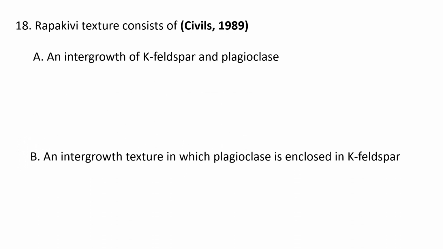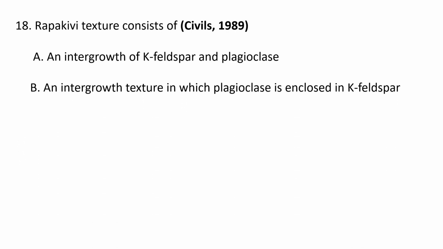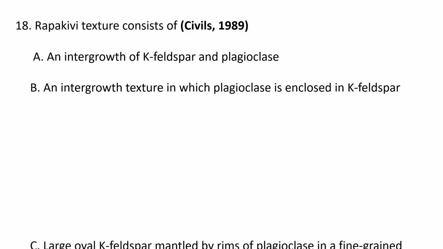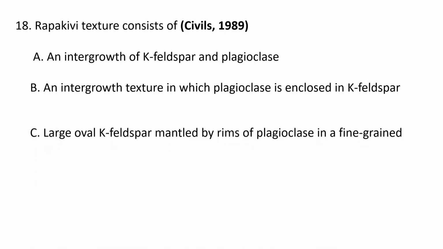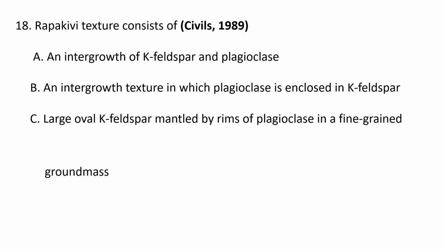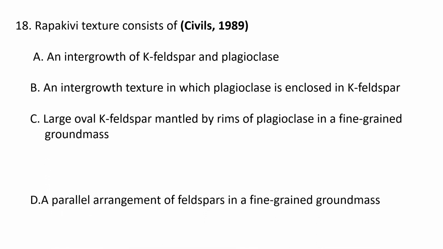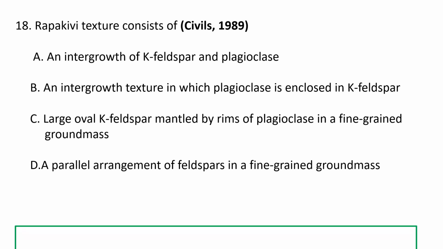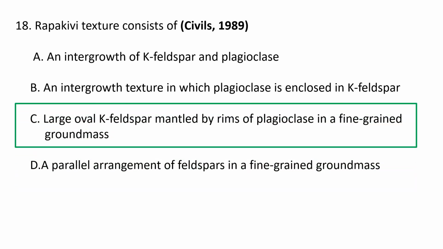Next question. Rapakivi texture consists of A. An intergrowth of potash feldspar and plagioclase. B. An intergrowth texture in which plagioclase is enclosed in potash feldspar. C. Large oval potash feldspar mantled by rims of plagioclase in a fine grained groundmass. And D. A parallel arrangement of feldspars in a fine grained groundmass. So Rapakivi texture is large ovoids of potash feldspar surrounded by rims of plagioclase in a fine grained groundmass. So this is known as a Rapakivi texture. So C is the correct answer.